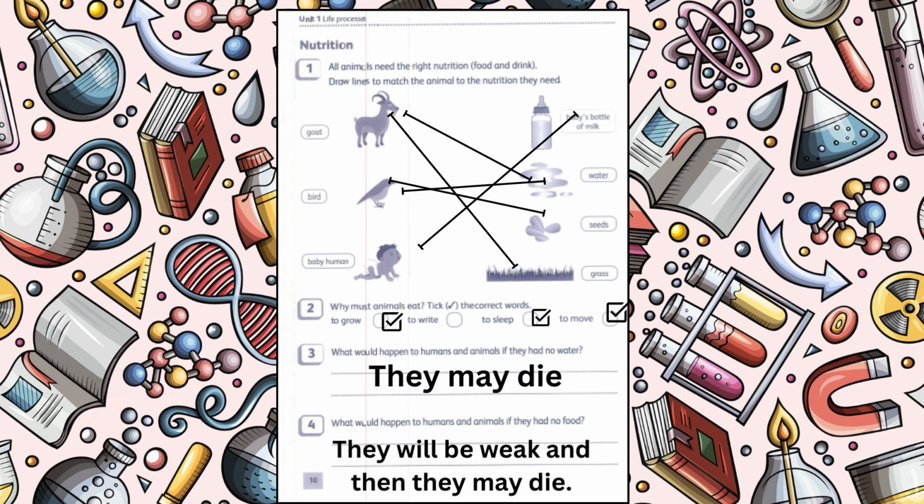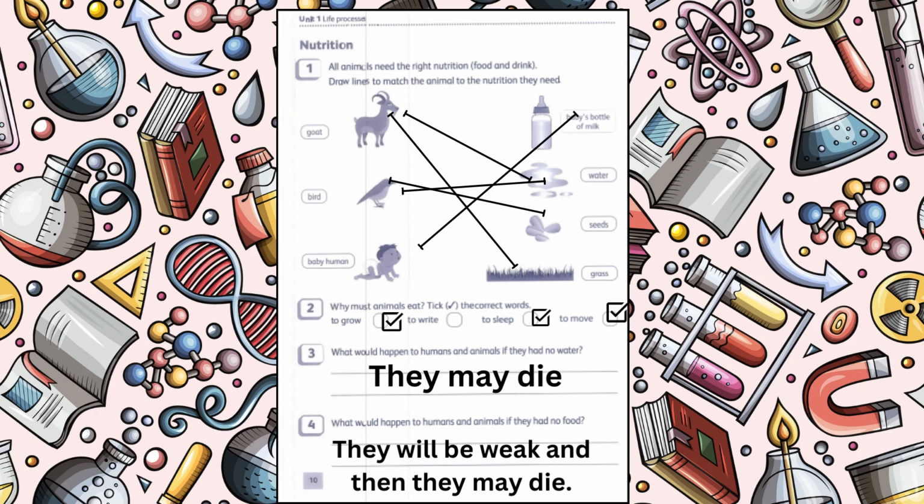So I think to grow, to sleep, to move, you need energy to do all this work, and to write as well. But why must animals? So they are asking about all animals, so they don't write. So just to grow, to sleep, and to move, you have to make a tick on these circles.